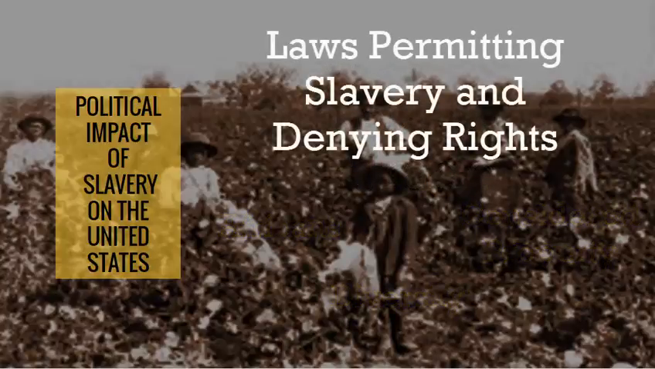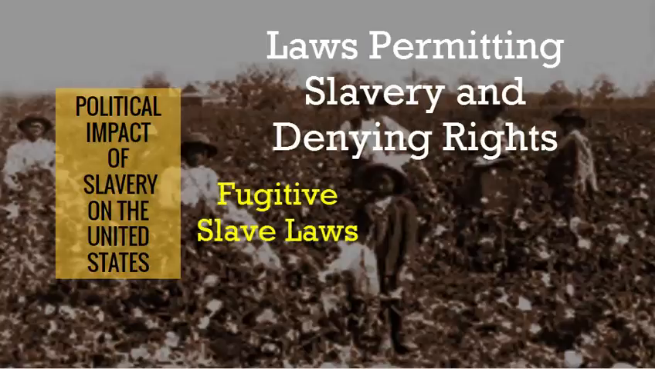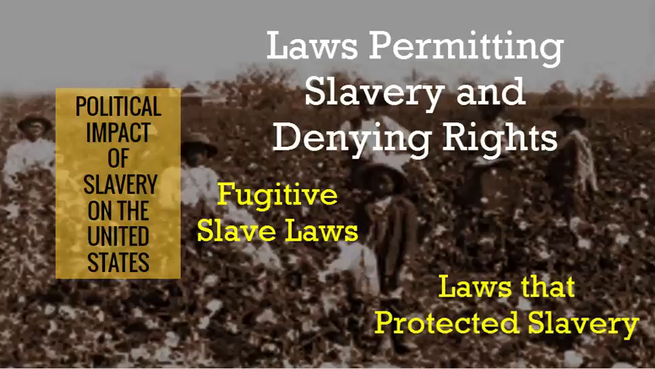Laws permitting slavery and denying rights to African Americans began during the colonial era and continued even after the Civil War. Fugitive slave laws, laws that protected the institution of slavery, and slave owners began during the time of the 13 colonies. This created a tradition of laws that protected slavery.